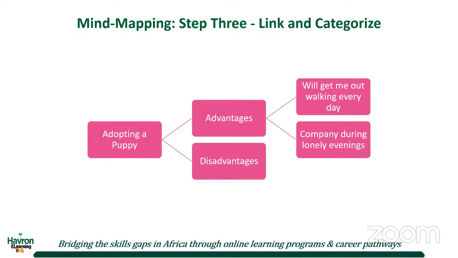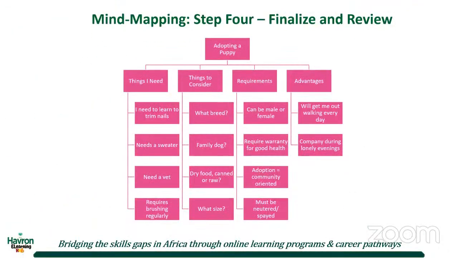So those things you have written, adopting a puppy, use the mind mapping tool. Then look at the advantages you are going to get and also the disadvantages. Under the advantages, when you compare them, which one is the most appealing? And when you find that the disadvantages will haunt you, it might be time to rethink. So for step 4, you need to finalize and review. Look at the final product, evaluate and review as needed.